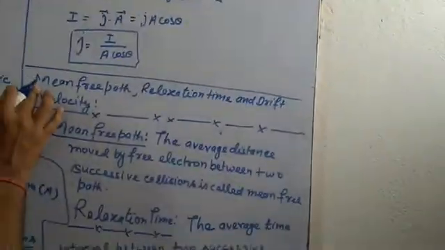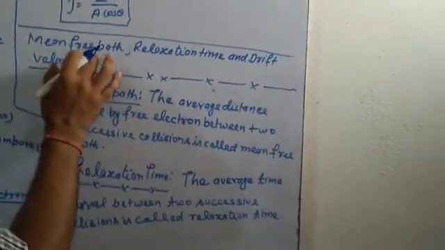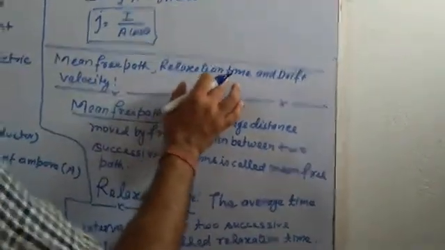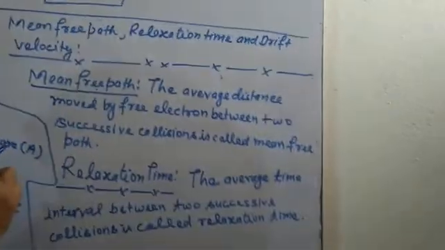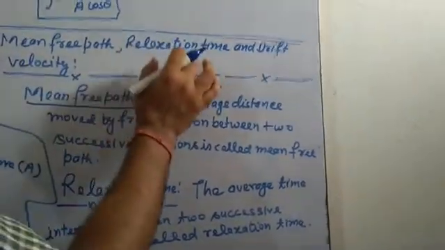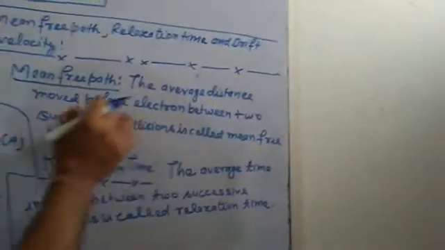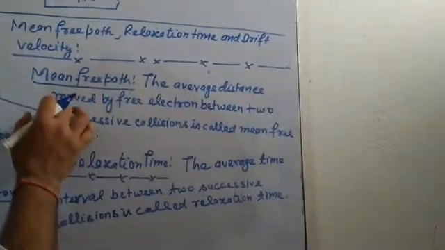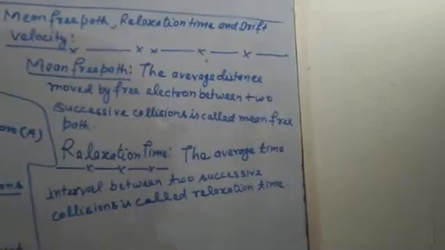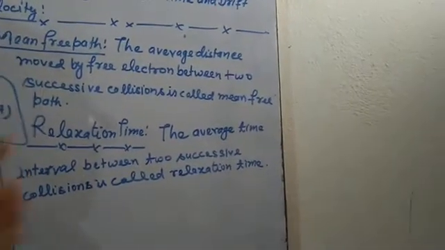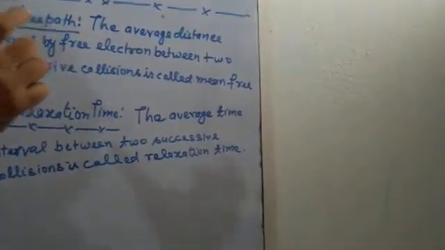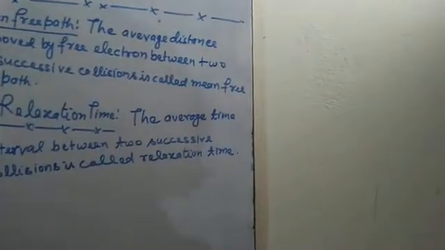Now come on to the next heading: mean free path, relaxation time and drift velocity. Mean free path is the average distance moved by a free electron between two successive collisions, so it is called mean free path.